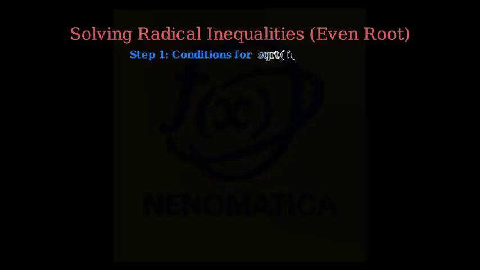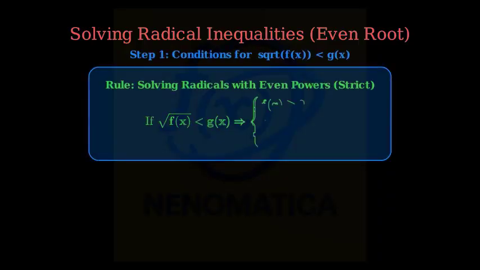Step 1. For the strict case, square root of f of x is less than g of x. We must satisfy three conditions at the same time. f of x is greater than or equal to 0, g of x is strictly positive, and f of x is less than the square of g of x.